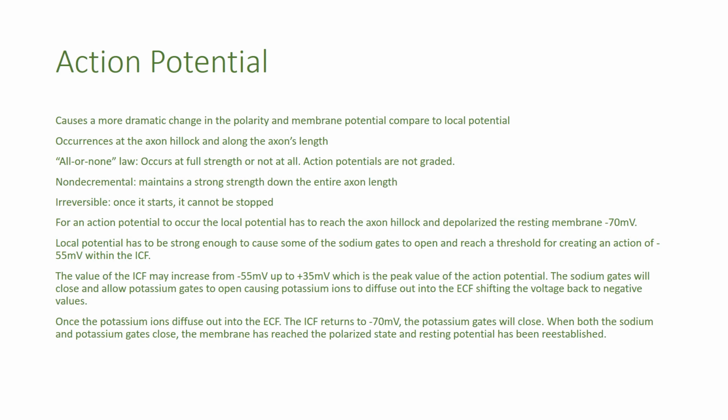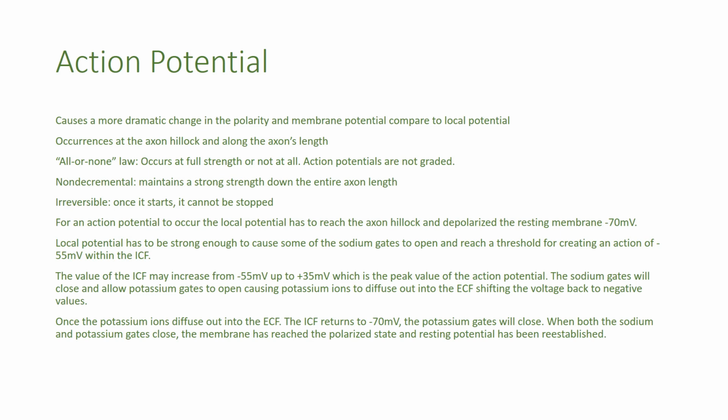For an action potential to occur, the local potential has to reach the axon hillock and depolarize the resting membrane at negative 70 millivolts. The local potential has to be strong enough to cause some of the sodium gates to open and reach a threshold of negative 55 millivolts within the ICF. The value of the ICF may increase from negative 55 millivolts up to positive 35 millivolts, which is the peak value of the action potential.